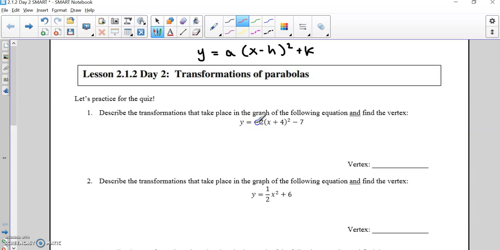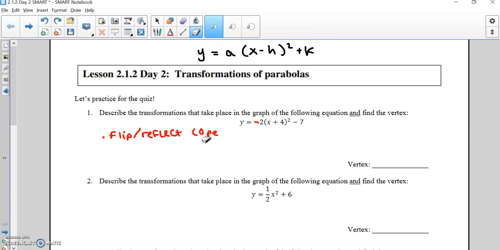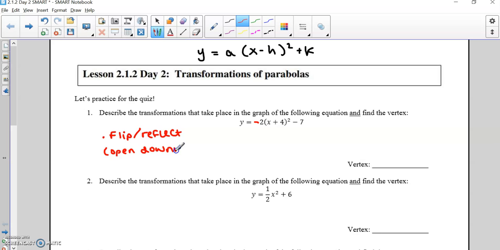We know there's a negative sign here, and that tells me that we're going to flip or reflect. And so we are going to open downwards. Oops. I'm gonna change my mind where I wanted to write that. Alright. So that's what the negative sign does.